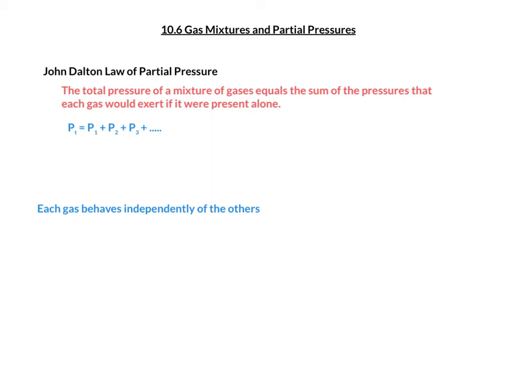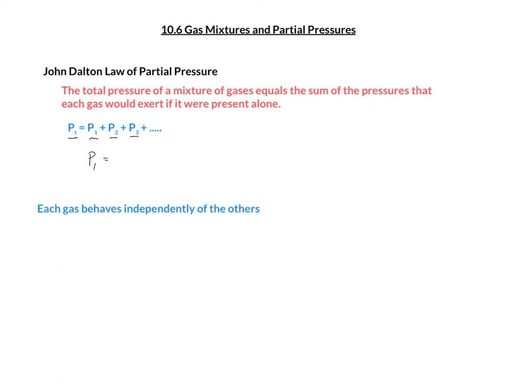To do that, we can look at John Dalton's law of partial pressures, which says that the total pressure of a mixture of gases equals the sum of the pressures that each gas would exert if it were present alone. So here is a really simple equation, right? Total pressure of the gaseous mixture equals the pressure of gas 1, plus the pressure of gas 2, plus the pressure of gas 3, all added together.